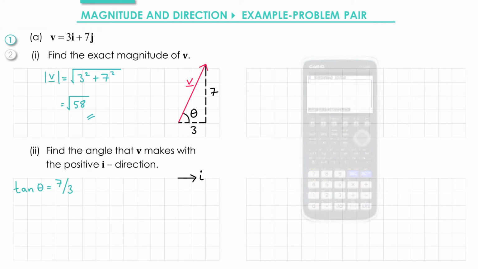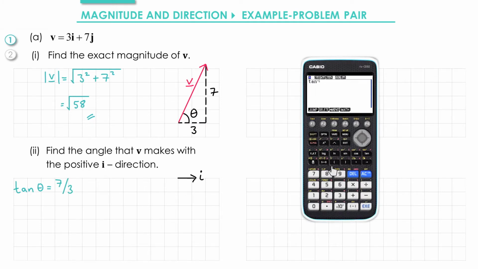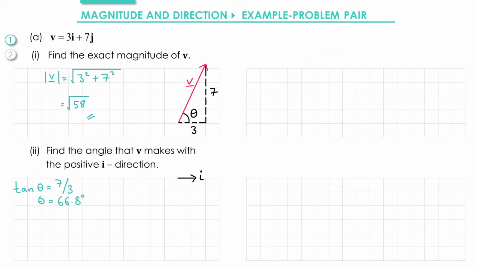We can solve for theta using our calculator. If we do inverse tan of 7 over 3, we get theta equals 66.8 to 3 significant figures. When we specify a direction for a vector, it's good practice to describe where you've measured the angle from. So I'm just going to add in here from the positive i direction. Now, strictly speaking for this question, that wasn't really necessary because it told me where to measure the angle from in the question.